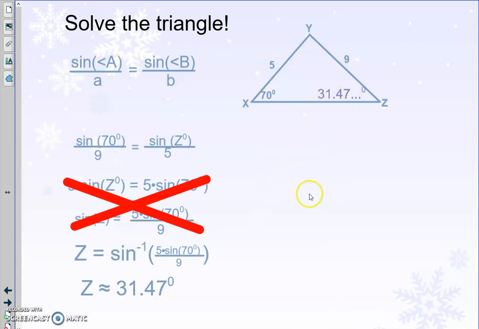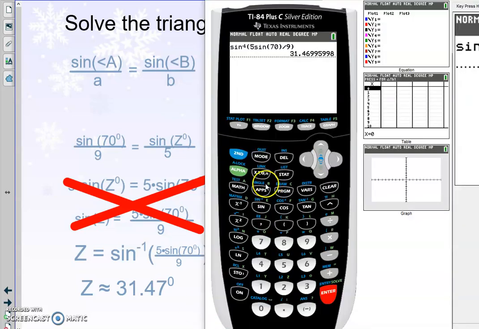Great. So now that we have X and Z, we can find Y. And that's going to involve some subtraction. Well, maybe let's go to our calculator. To find Y, I'm actually not going to use 31.47. What I'm going to do is take 180 and subtract 70, and subtract that previous answer. So I'm going to type second answer. And that gives me the angle I'm going to use for Y.